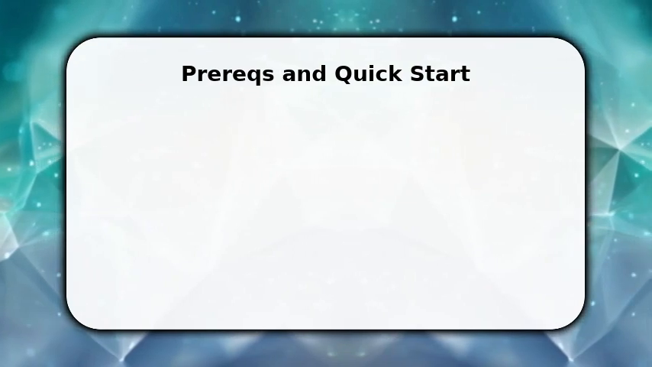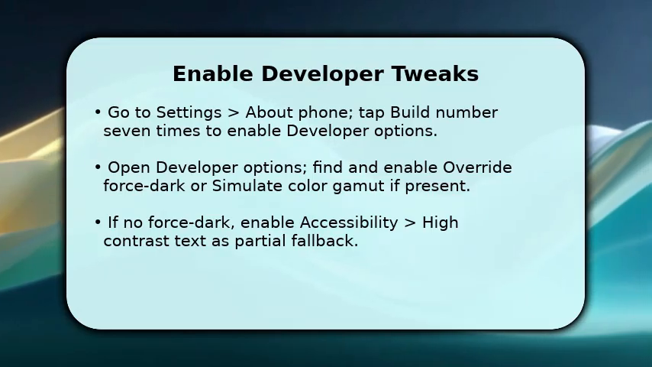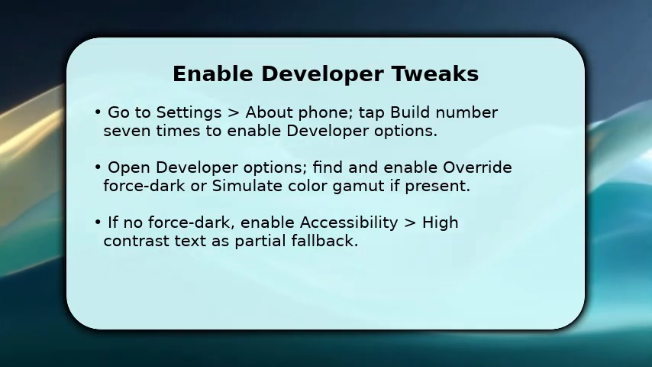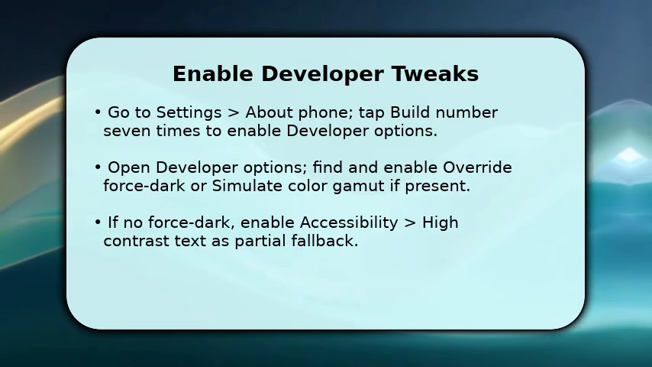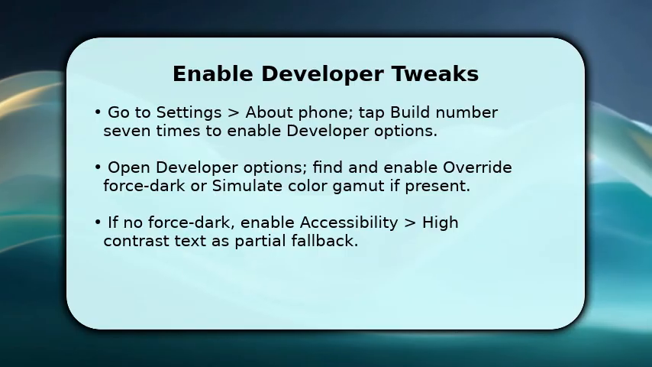After enabling developer options by tapping build number 7 times, return to Settings and enter developer options. Here the key step is to locate Override Force Dark or similar Force Dark rendering flag and enable it. This forces compatible apps into dark theme.